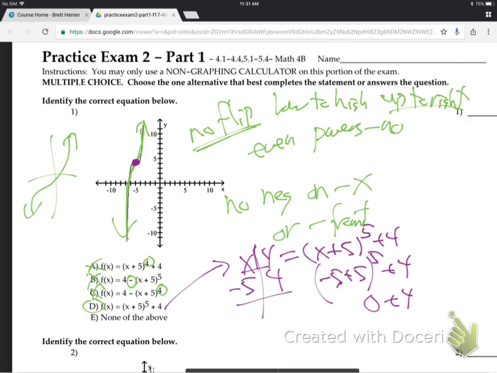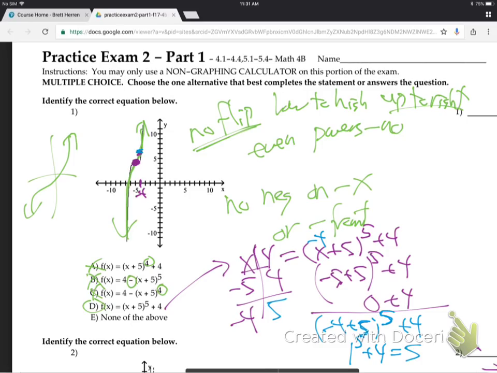Let's do one more. How about if I went 1 to the right of that, like negative 4? If I went to negative 4, I should be up a little higher, shouldn't I, on the graph anyway. Let's see if that's right. If you put in -4, I'll do one more here. Put in -4, you're going to get -4 plus 5 to the 5th plus 4. And that is 1 to the 5th plus 4. That's 5. Yep, a little higher. -4 up 5. Looking good. That's it. D. See how it's working perfectly?